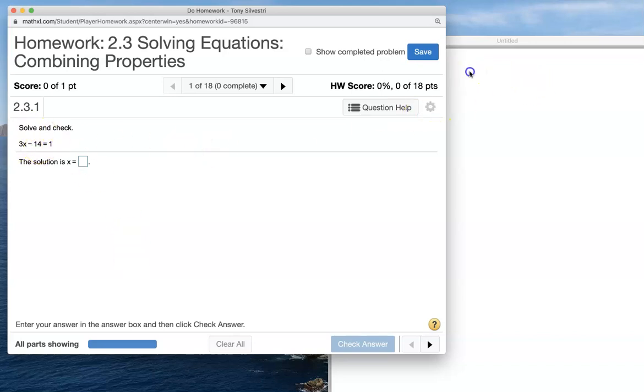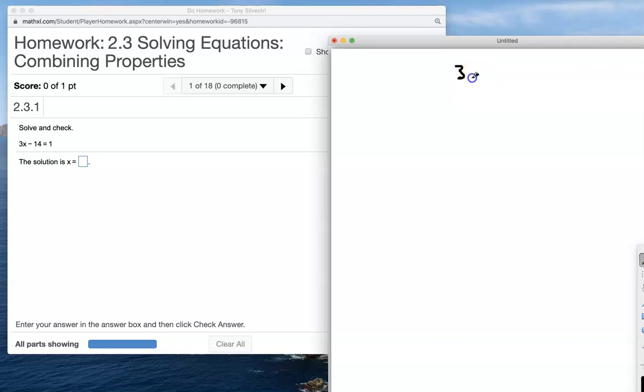We'll solve 3x minus 14 equals the number 1. Well, in order to do this problem, the whole idea is you want to have x by itself. That's how you solve equations. What you have to do is use the addition property first before you do any multiplication and division.